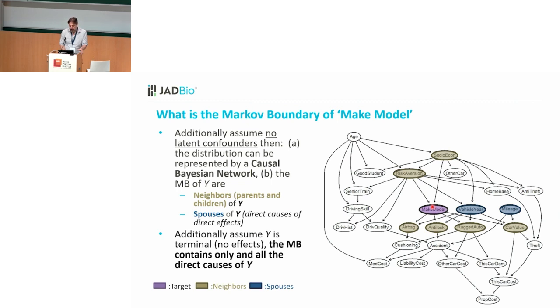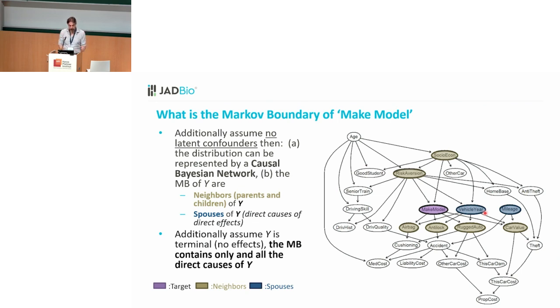And the second thing, in that case, the Markov boundary is simpler. It's just the parents, the children, the neighbors in general, plus the only confounding collider paths you can have are to nodes that are called spouses. They are the direct causes of the direct effects. Okay, so it's a little simpler.